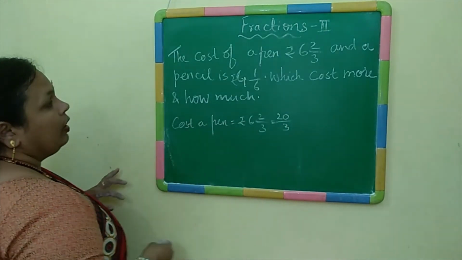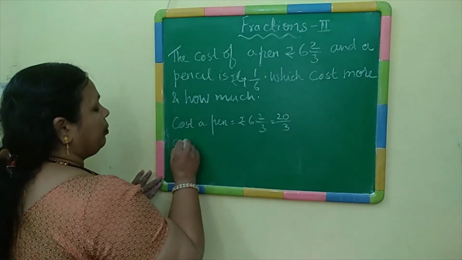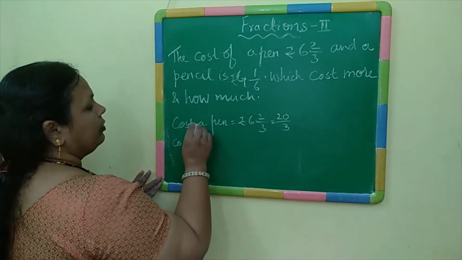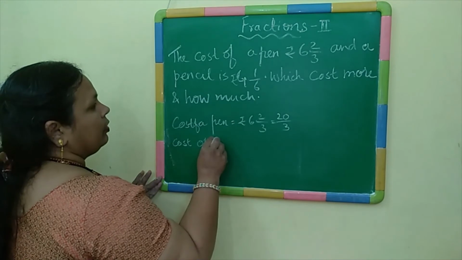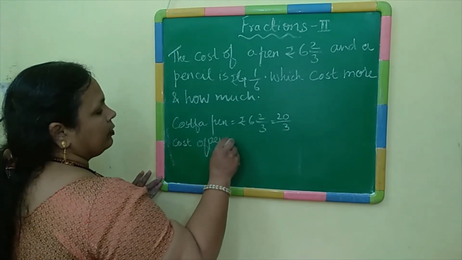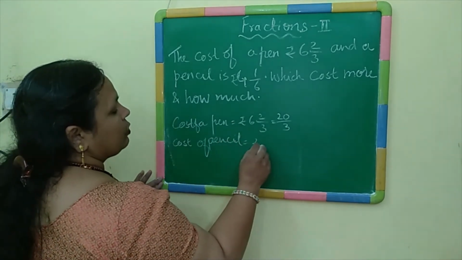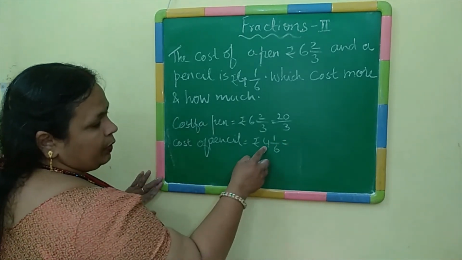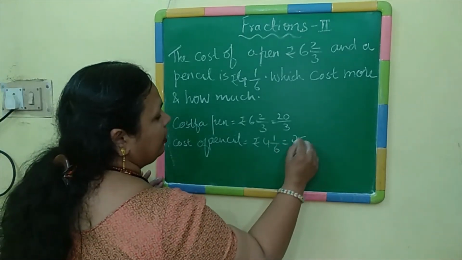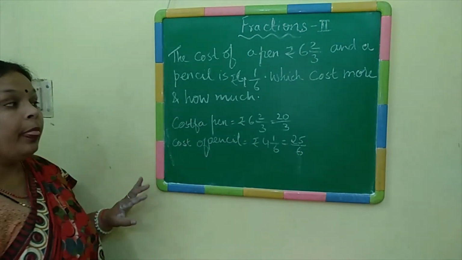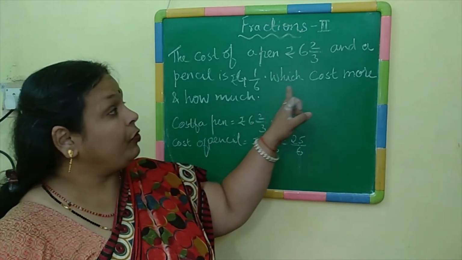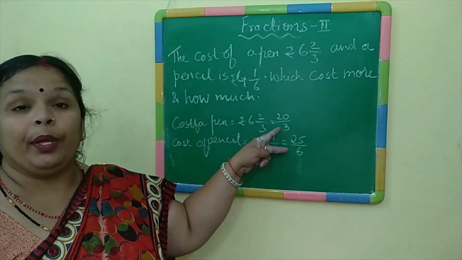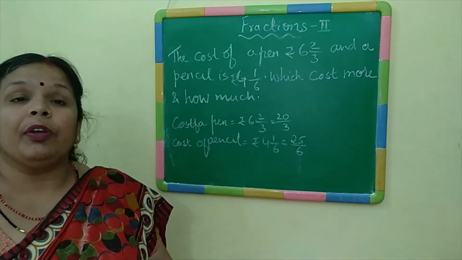Now, what is the cost of a pencil? Cost of pencil is equals to rupees 4 1 by 6. This is 6 4s are 24 plus 1, 25 by 6. Now we need to tell which cost more. For that we need to compare 20 by 3 and 25 by 6.